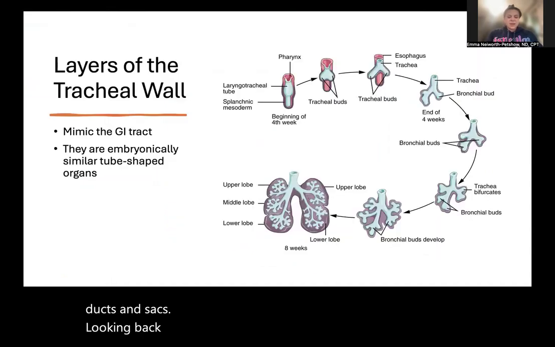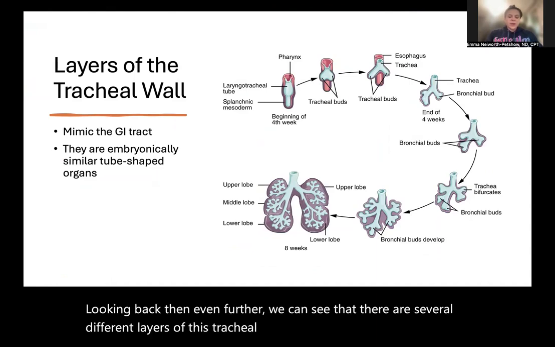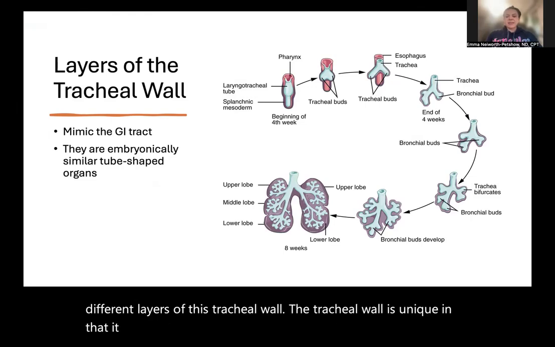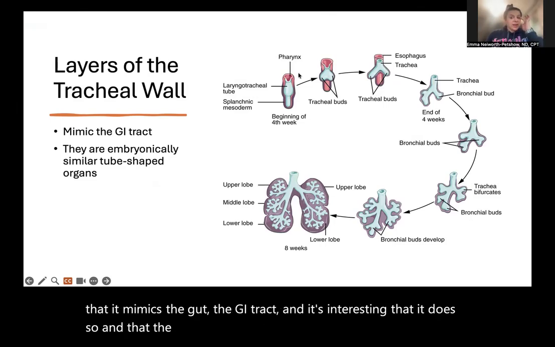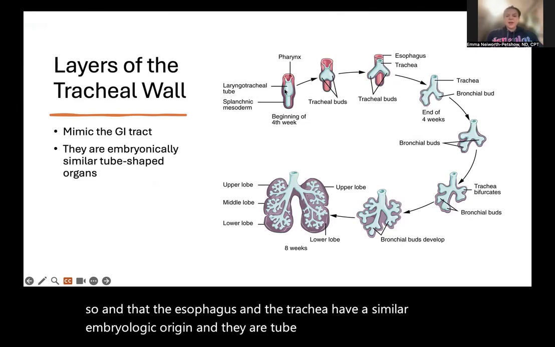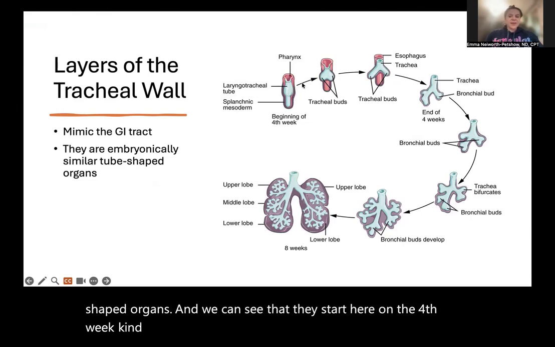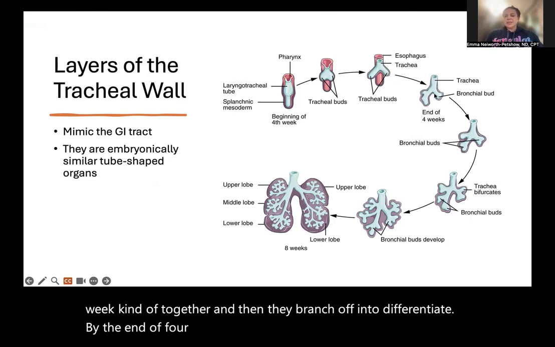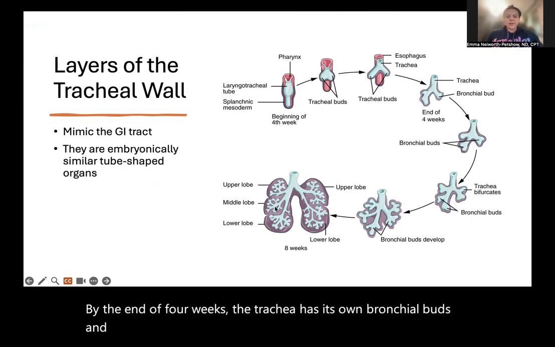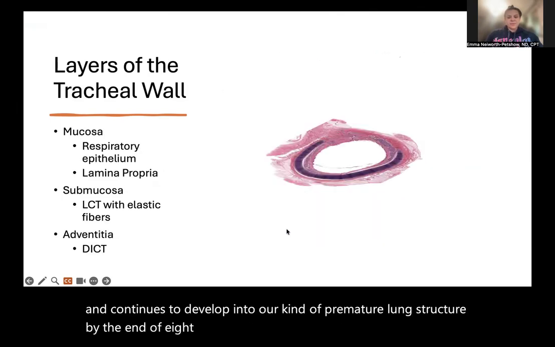Looking back even further, we can see that there are several different layers of this tracheal wall. The tracheal wall is unique in that it mimics the gut, the GI tract, and it does so in that the esophagus and the trachea have a similar embryologic origin, and they are tube-shaped organs. They start here in the fourth week together, and then they branch off and differentiate. By the end of 4 weeks, the trachea has its own bronchial buds and continues to develop into our premature lung structure by the end of 8 weeks.